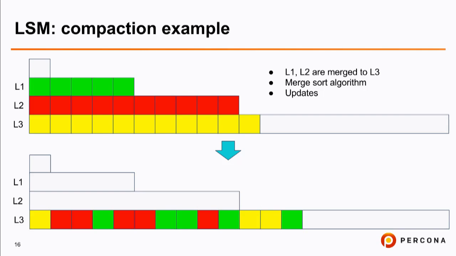Here is a merge example. L1 and L2 are merged into L3, and we can see here that in L2 there are 10 red boxes, and after the merge in L3 there are only five boxes. This can happen in the case where L1 contains updates for the corresponding boxes in L2.